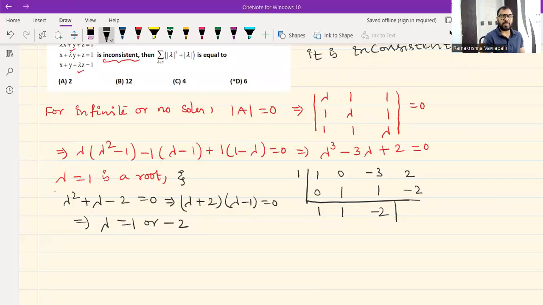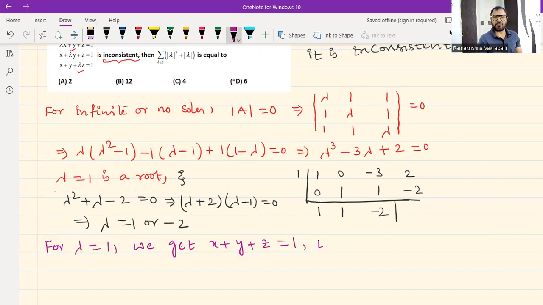So here you see, for lambda equal to 1, all the equations become only a single equation. For lambda equal to 1, we get x plus y plus z equal to 1. Every equation reduces to the same equation, so it has infinite solutions. When lambda equal to 1, all 3 equations become a single equation, which means all the planes are coincident planes. It has infinite solutions.